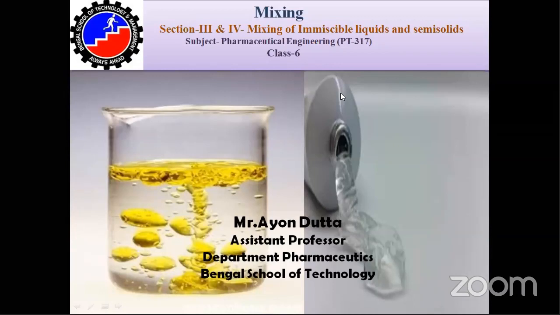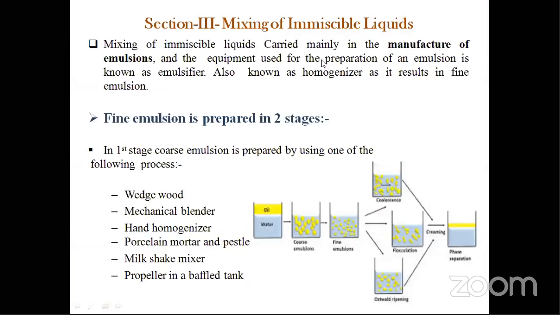We started in the last section, section 3, the mixing of immiscible liquids. So first, come to the slide. This is section 3, mixing of immiscible liquids. When we go to mixing of two immiscible liquids, which is called emulsions, first we have to choose the proper mixing equipment and the proper facility for mixing.